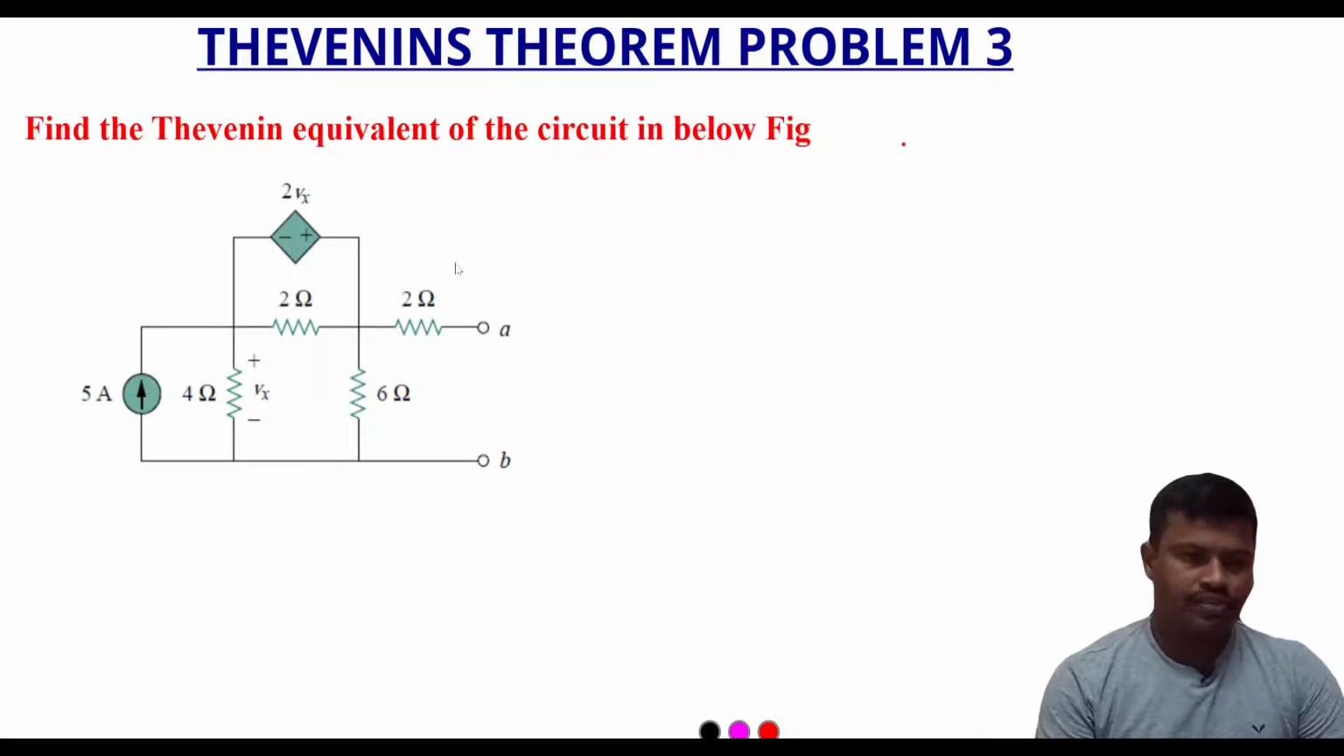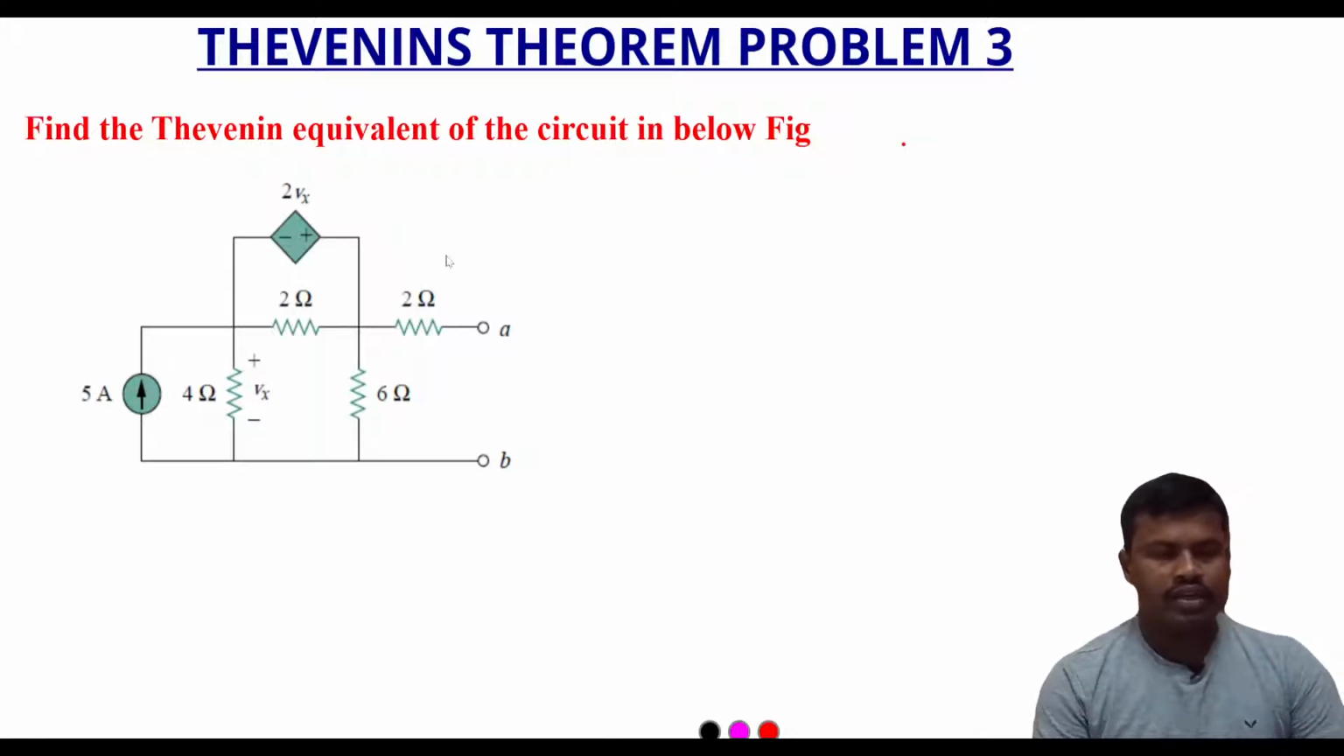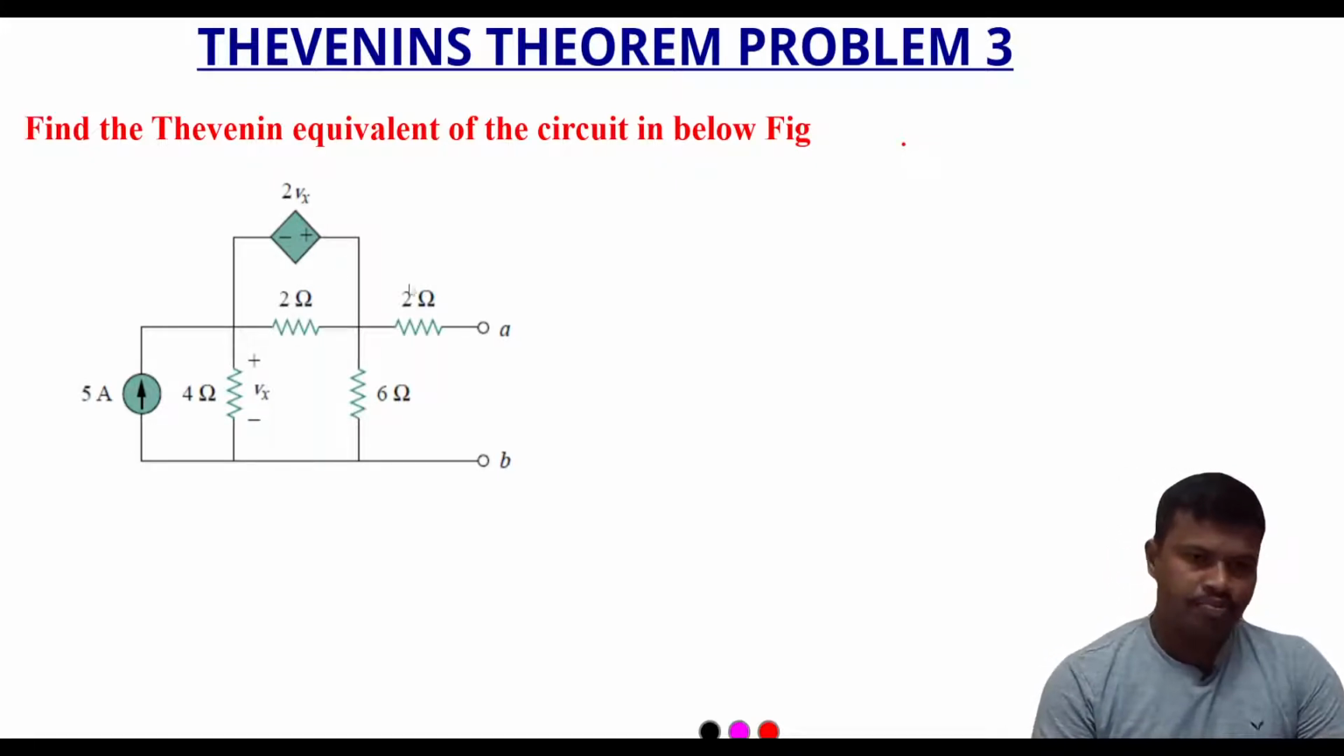In this video, we will see how to solve the problem using Thevenin's theorem, which has dependent sources as well as independent sources. So the given problem is: find the Thevenin equivalent of the circuit in the figure below.